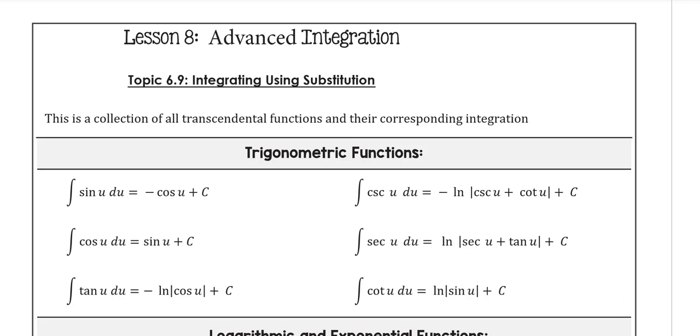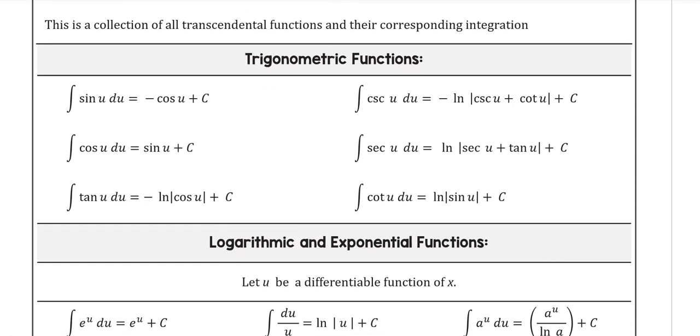So just to review, here are all the trigonometric functions and their antiderivatives that we have developed over the last couple weeks. And we've learned, using u substitution and other techniques, how to find secant and cotangent and tangent. So they're all listed there.